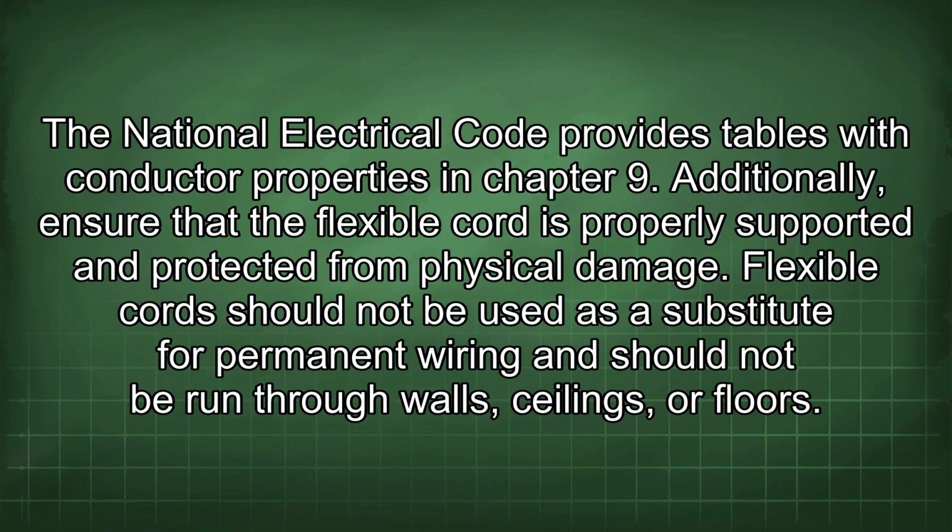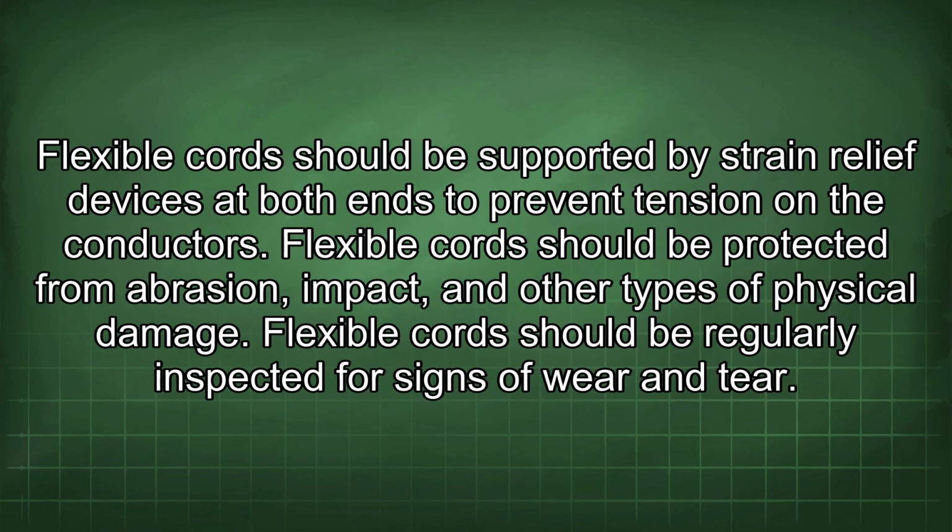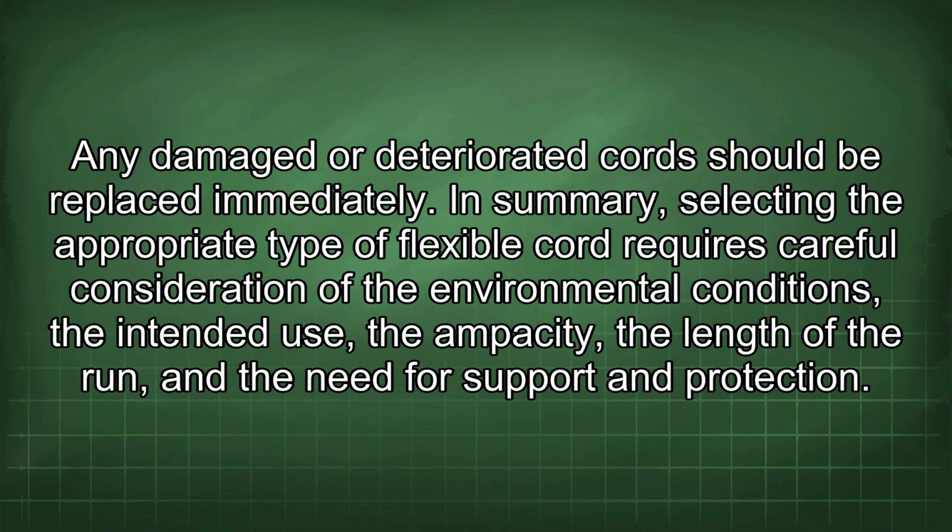Additionally, ensure that the flexible cord is properly supported and protected from physical damage. Flexible cords should not be used as a substitute for permanent wiring and should not be run through walls, ceilings, or floors. Flexible cords should be supported by strain relief devices at both ends to prevent tension on the conductors. Flexible cords should be protected from abrasion, impact, and other types of physical damage. Flexible cords should be regularly inspected for signs of wear and tear. Any damaged or deteriorated cords should be replaced immediately.